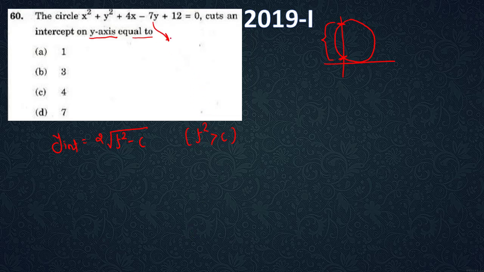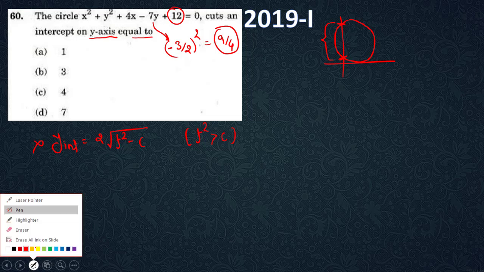What is f in this? f is minus 3/2. What is its square? It is 9/4. Is this 9/4 greater than c, which is 12? No. So you cannot use this formula here. Then how will you do this question?